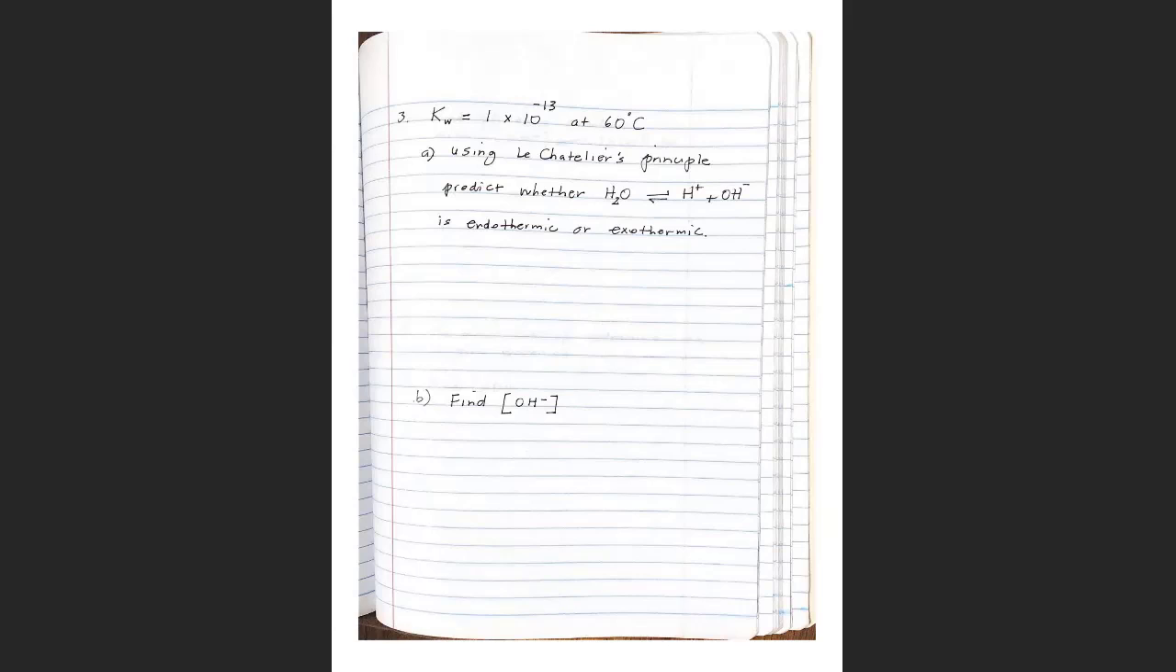So now let's take a look at this. Kw is 1 times 10 to the negative 13th at 60 degrees Celsius. Notice it was 1 times 10 to the negative 14th at 25 degrees Celsius. So using Le Chatelier's principle, predict whether H2O forming H plus and OH minus is endothermic or exothermic.